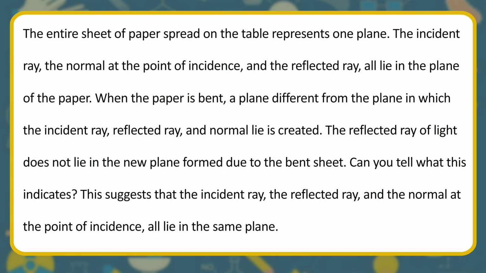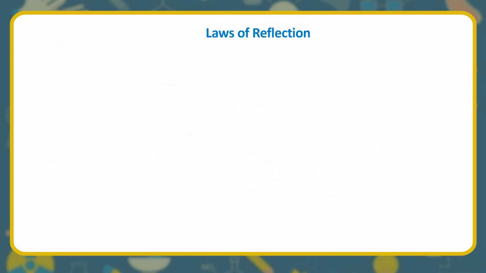The reflected ray of light does not lie in the new plane formed due to the bent sheet. Can you tell what this indicates? This suggests that the incident ray, the reflected ray, and the normal at the point of incidence all lie in the same plane. Laws of reflection.